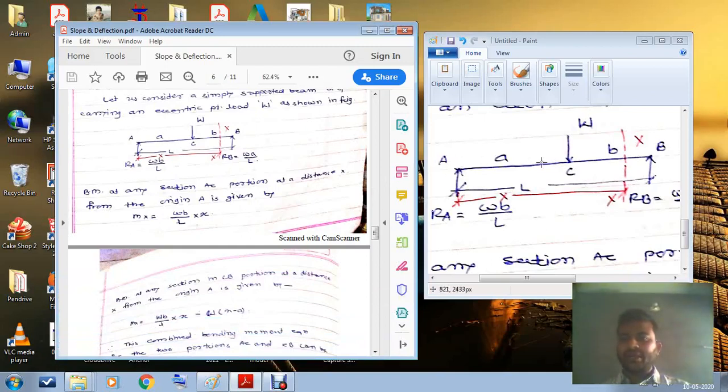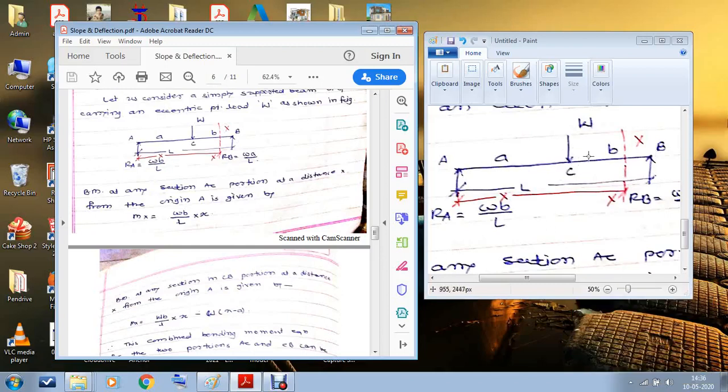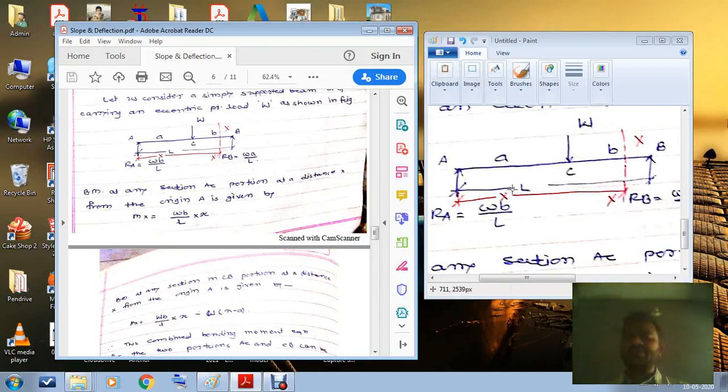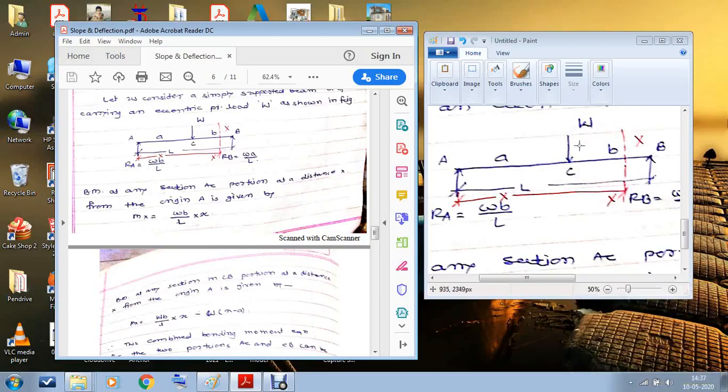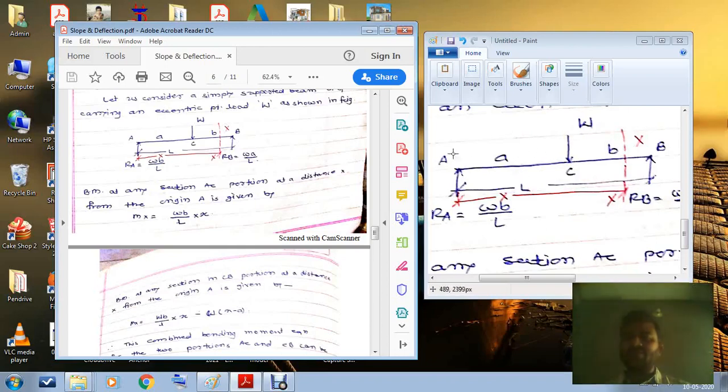Here AB is the simply supported beam which I have considered, having supports at A and B. Let us consider a point load of magnitude W acting at a point C. I am not saying that it is acting at the exact center. It is acting at any distance a from the left end A to point C, and let us consider b as the remaining distance. So the case is a simply supported beam subjected to a point load acting at a distance a from support A and at a distance b from support B.